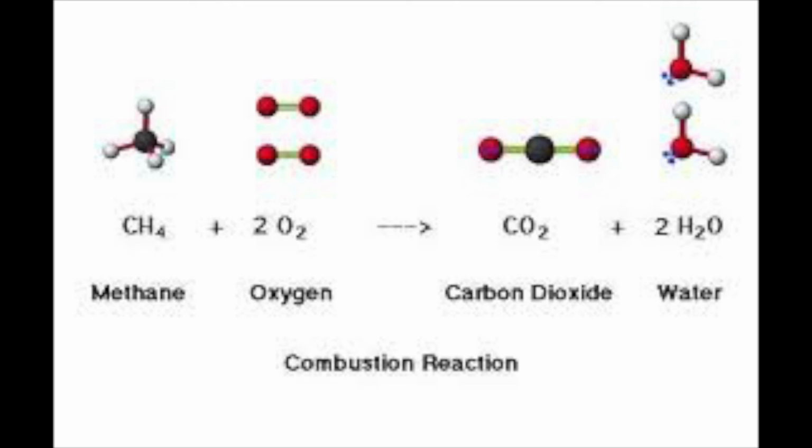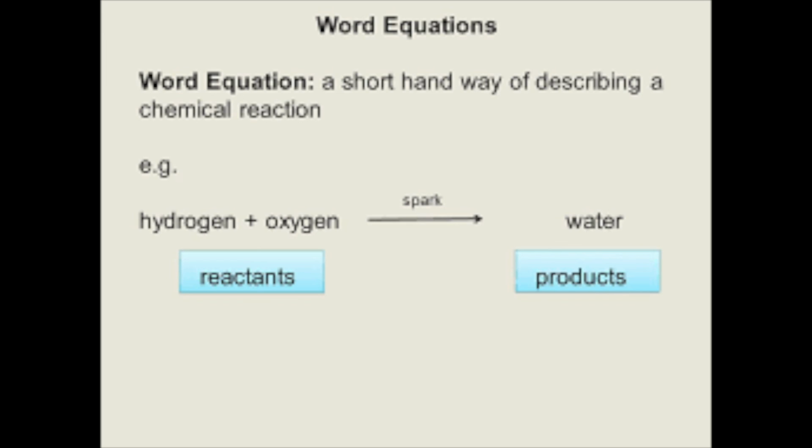That's if they burn completely. The particles that make up fossil fuels are called hydrocarbons. To represent the combustion of a fossil fuel simply, the following word equation can be used: hydrocarbon plus oxygen yields carbon dioxide and water. In a word equation, the substances you start with are written on the left and are called the reactants. The resulting substances written on the right are called products.